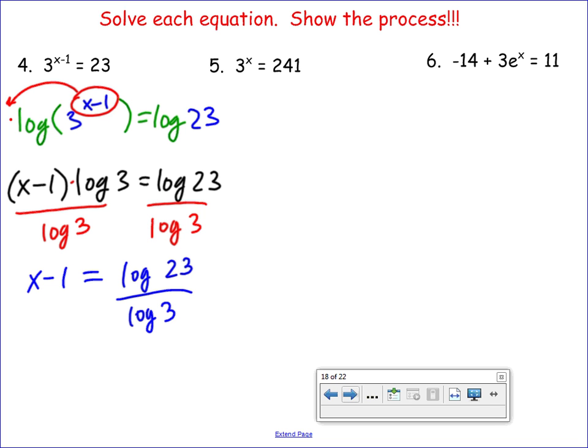It looks like I still have to add 1 to both sides to solve for x. So I get x equals exactly log of 23 over log of 3, and then, after the fact, plus 1. This is my exact algebraic answer.